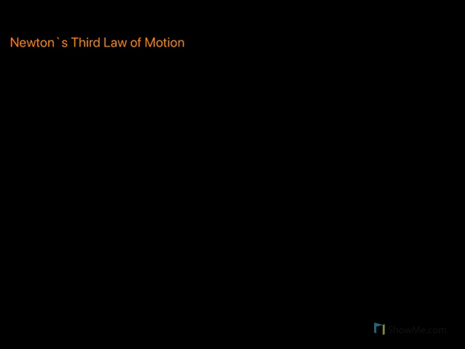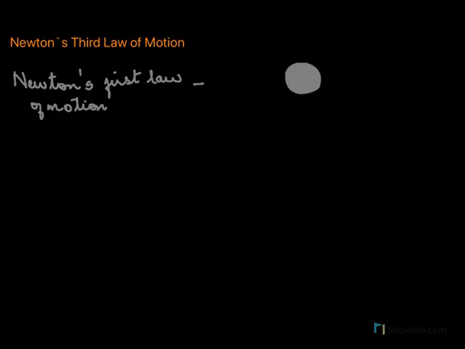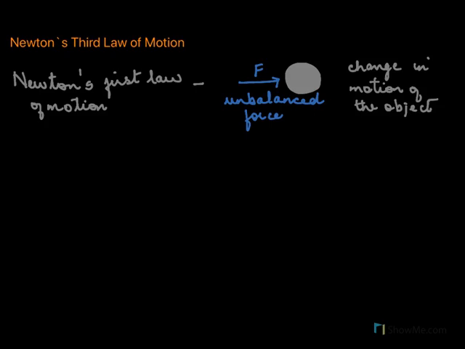Newton's first law of motion stated that if we have a body and if this body is subjected to an unbalanced force, say F, there will be a change in motion of this object. Which means if the body is at rest, it may start moving. If the body is moving, it would come to rest, or there would be a change in its velocity. So the first law of motion tells us an unbalanced force is required to change the motion of the object.